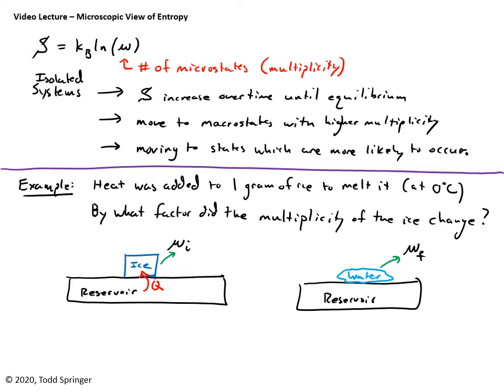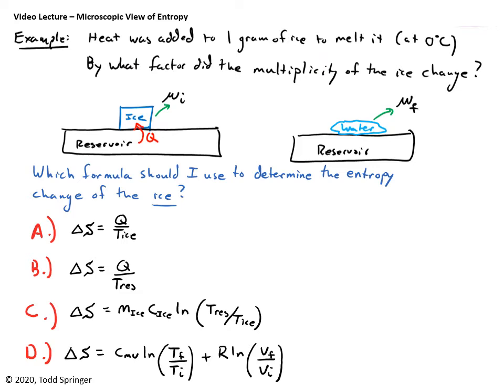Okay, so before I do it, let's do a little bit of review. I want to calculate the entropy change of the ice when it melted like this. And which of these formulas would I use? So we've got 4 options. Q over T ice, Q over T res, so that's the temperature of the reservoir. This one, which has the natural log of T res over T ice, and then this one, which has some temperature Tf over Ti plus R natural log Vf over Vi.